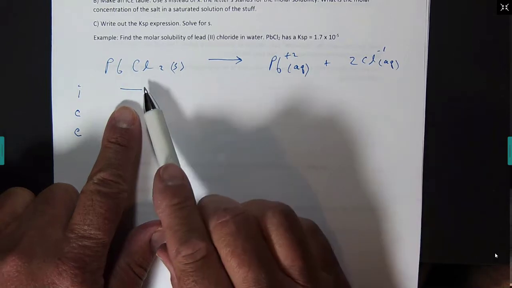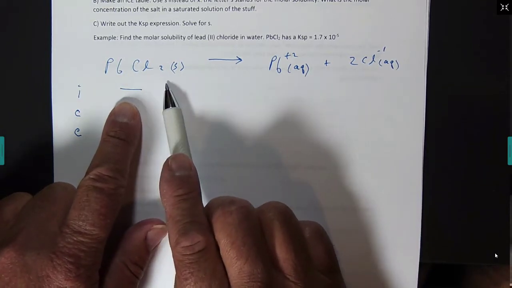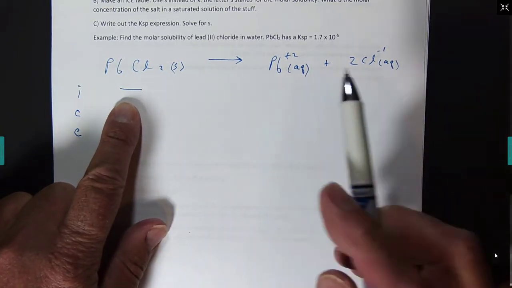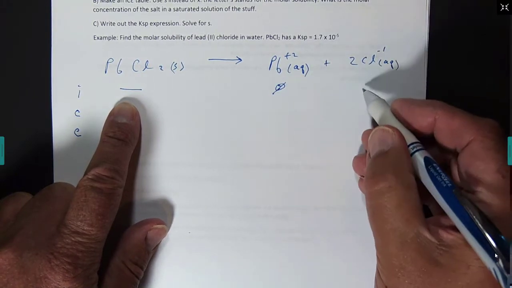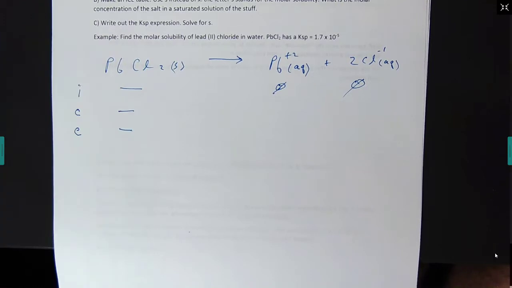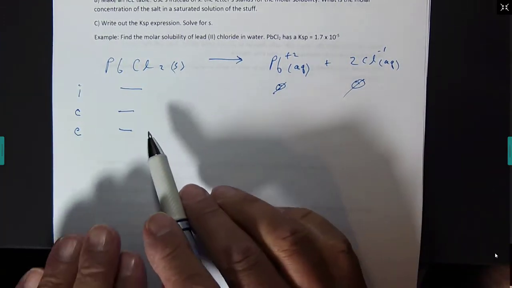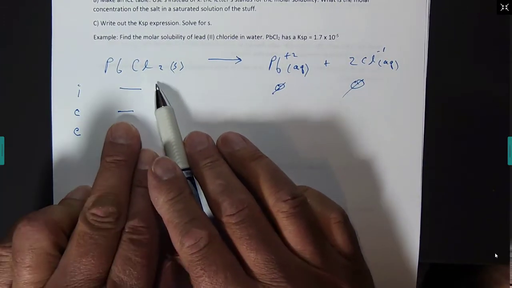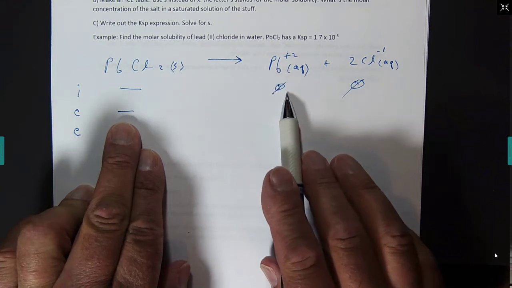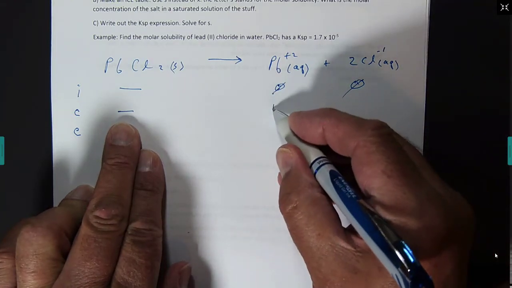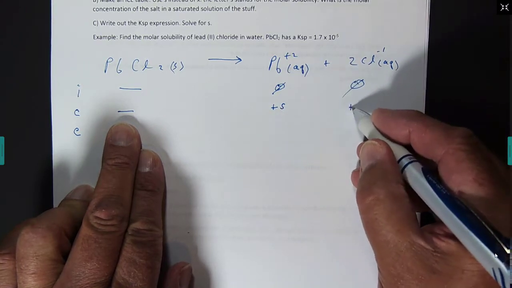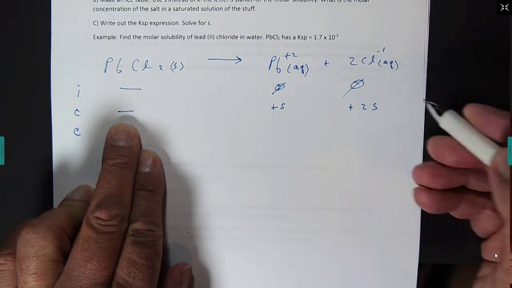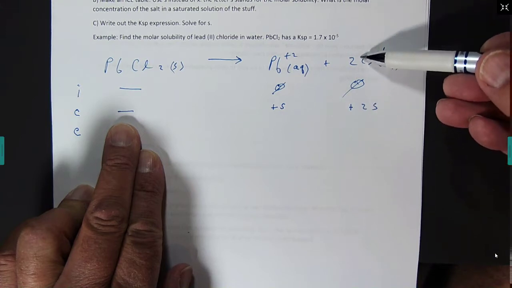Now, before any of this is dissolved, none of it's dissolved yet. What's your concentration of lead? 0. Your initial concentration of chloride is 0. How does it change as this dissolves? Instead of saying X, we say this goes up by plus S. This goes up by plus 2S. Why the 2? Because I got a 2 right there.